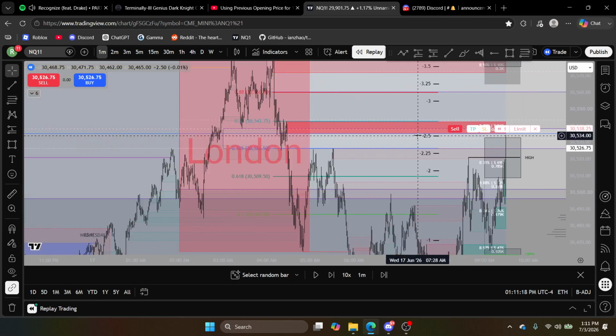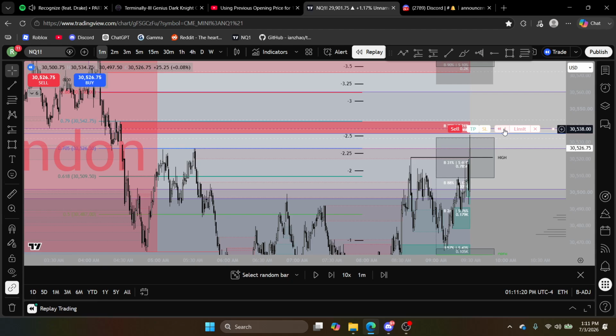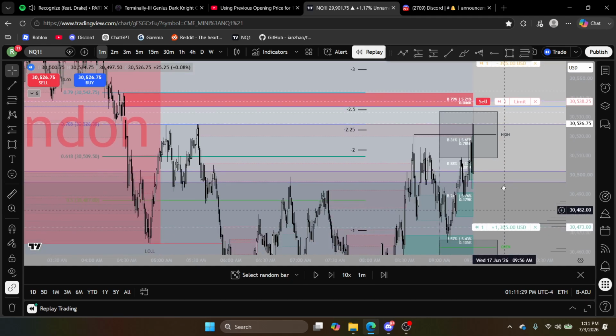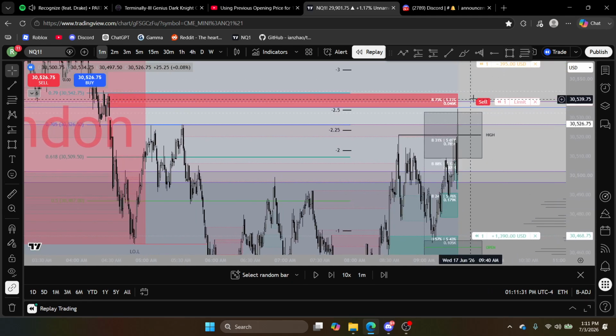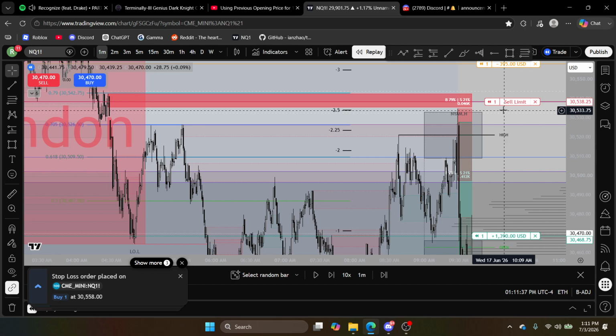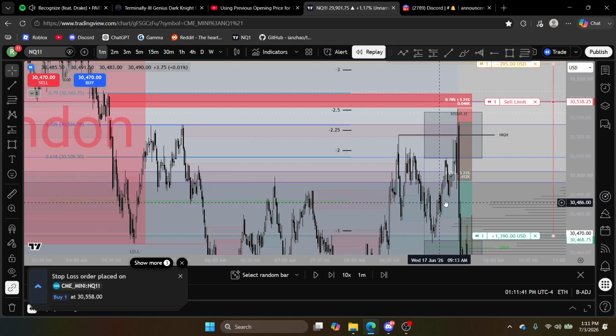You have 2.5 right there. Nothing crazy, nothing crazy. Let's use a 20-point stop here. We already have an SMT going on. Let's target about 70 points. Alrighty. 2.5 hit. We had an SMT going on.